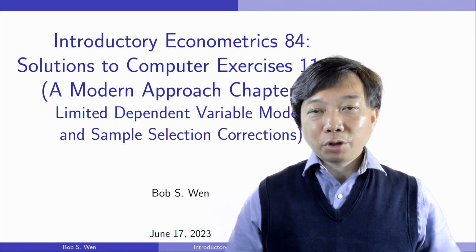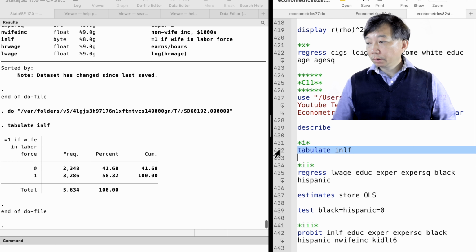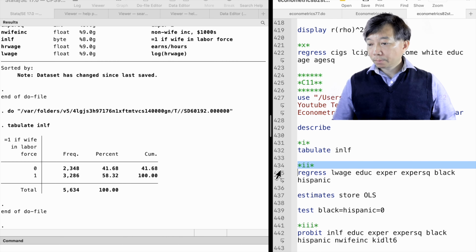In Part 1, what fraction of the women report being in the labor force? We use the tabulate command to find information on the labor force participation variable. Of 5,634 women in the sample, 3,286 are in the labor force.